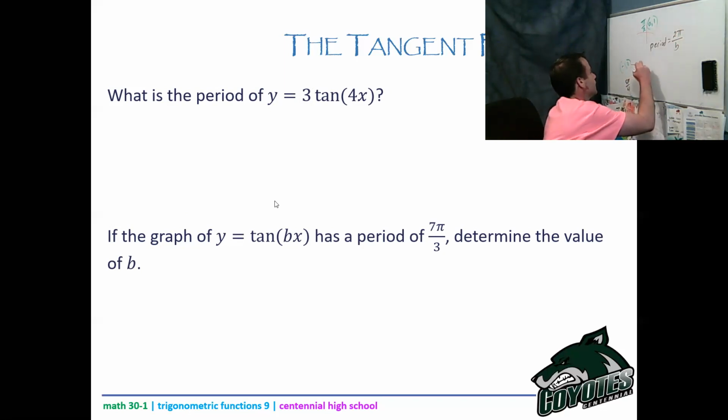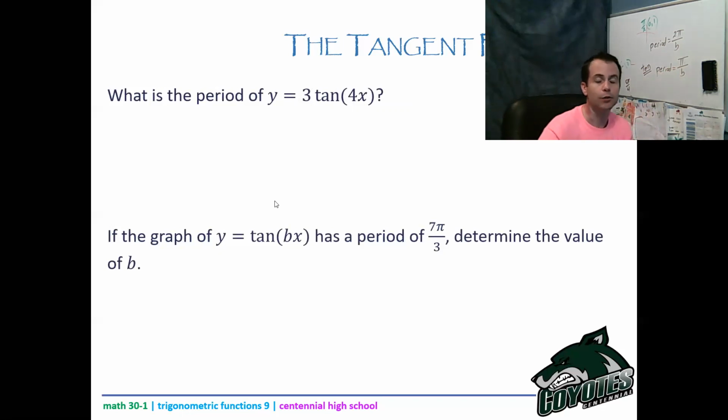So for tan, the relationship is very similar. It just changes to the period's going to be pi over b. So if we look at this equation, the b value is 4. And so we're going to have a period of pi over 4.